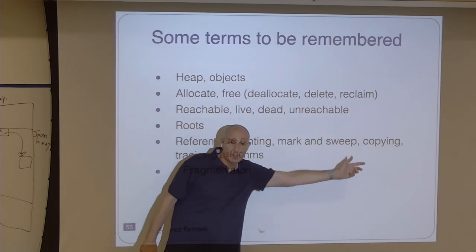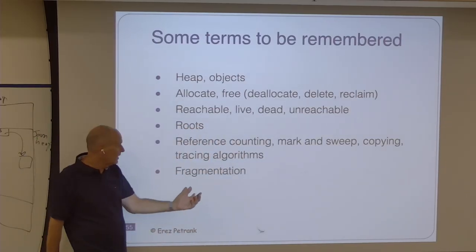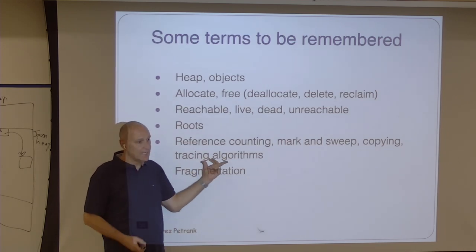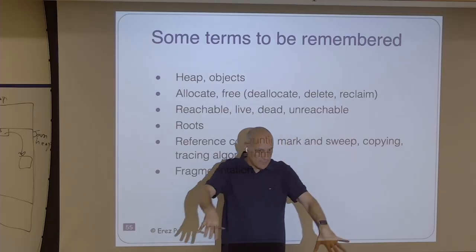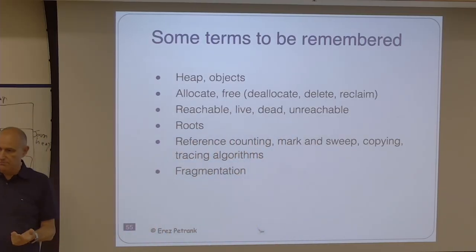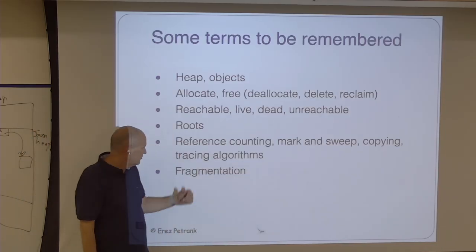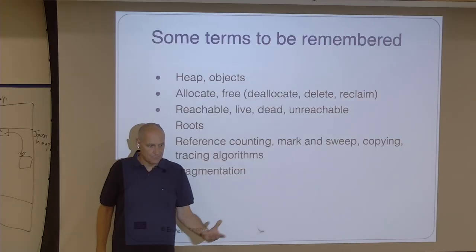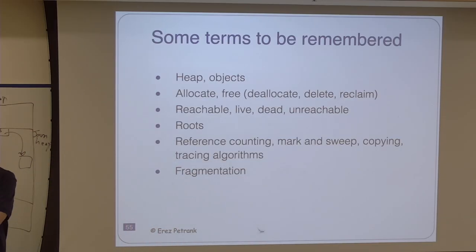Reference counting, mark-sweep, and copying are the basic classical garbage collection algorithms. Tracing algorithms are mark-sweep and copying, because they trace all the reachable objects and do something with them. Either they mark them or they copy them to the reserved space. So this is tracing. And fragmentation means that you cannot allocate because the available space is split.